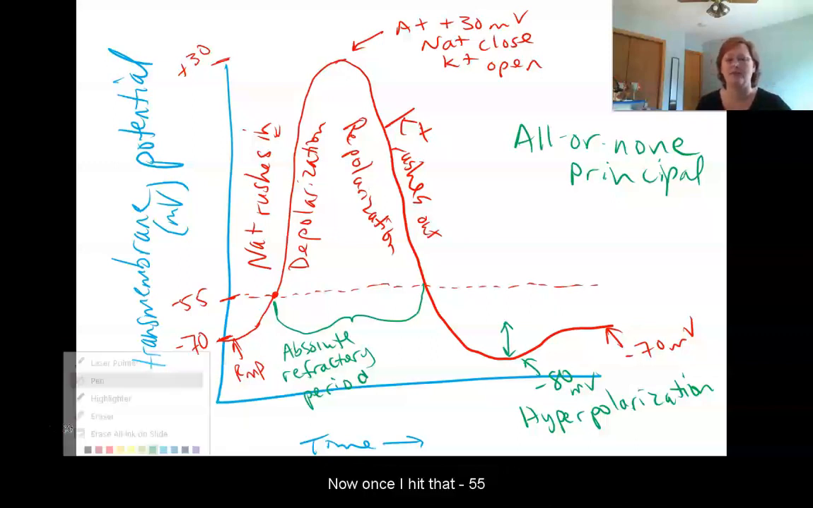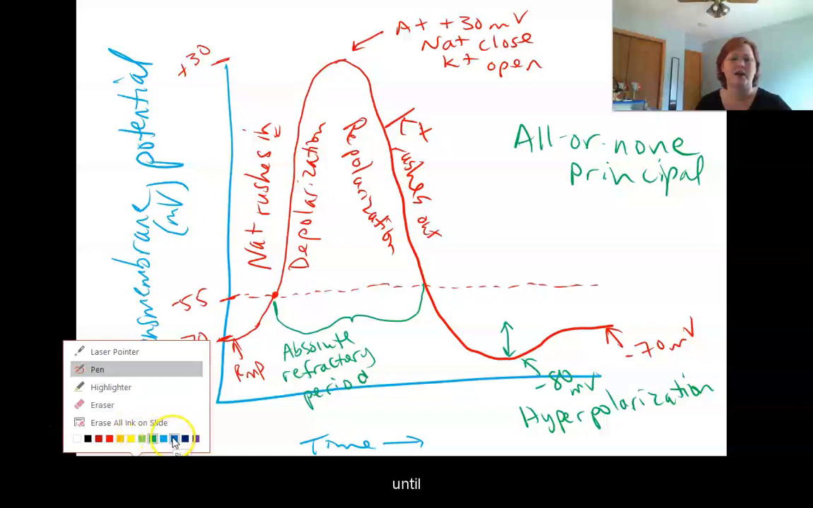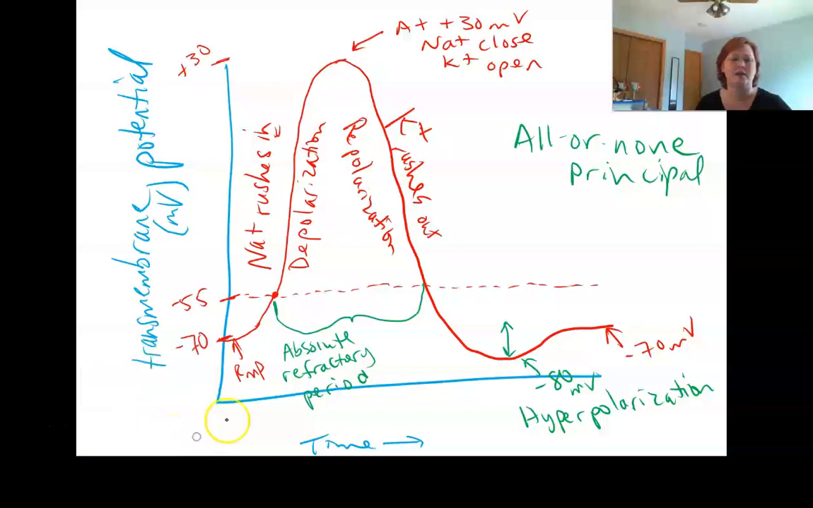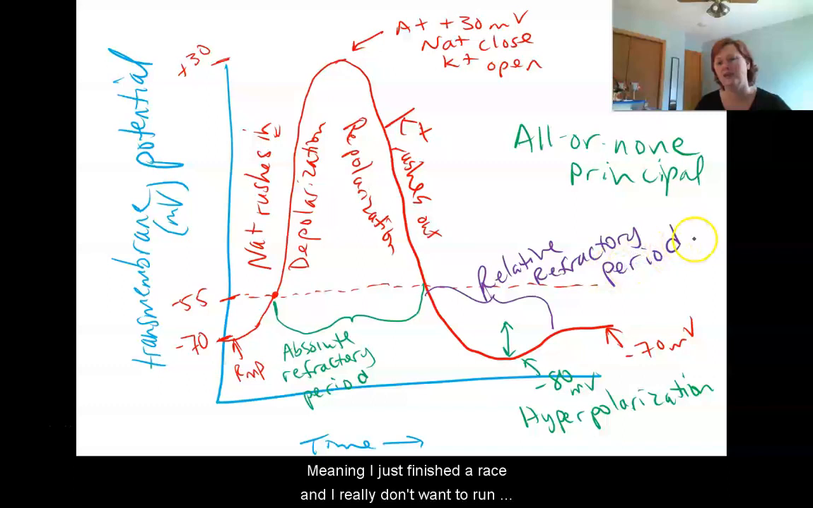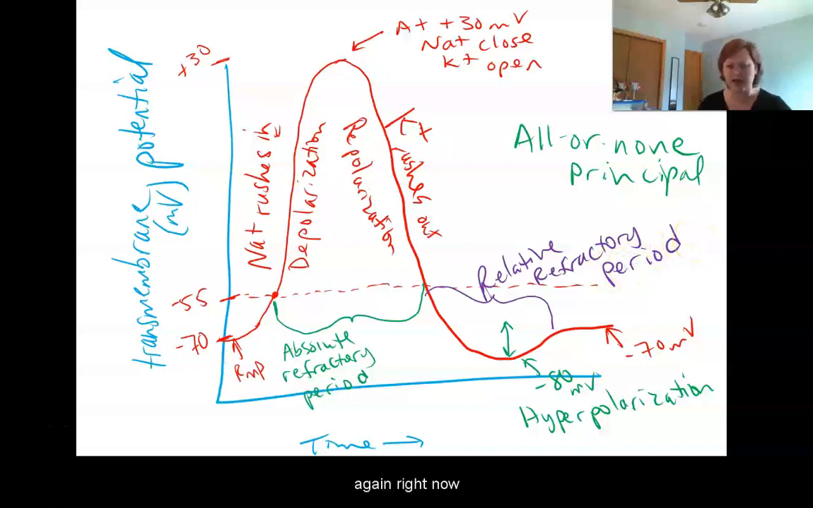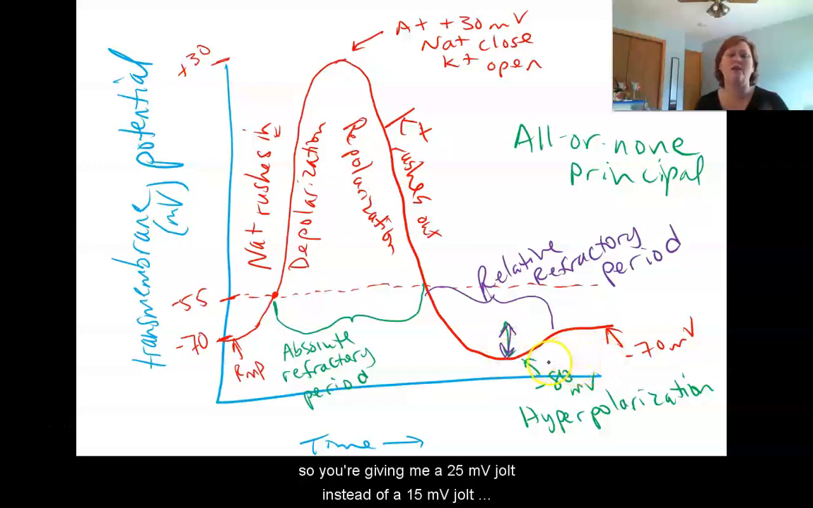Now, once I hit that minus 55, until I'm back to kind of this minus 70, remember I'm hyperpolarized. So this is my relative refractory period, meaning I just finished a race and I really don't want to run again right now, but if you kick me extra hard, I will. So if you give me this extra 10 millivolts, and so you're giving me a 25 millivolt jolt instead of a 15 millivolt jolt, then I can fire again.